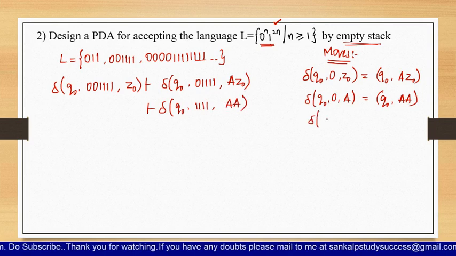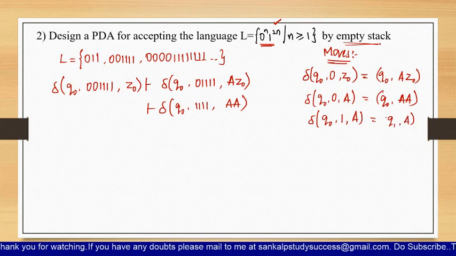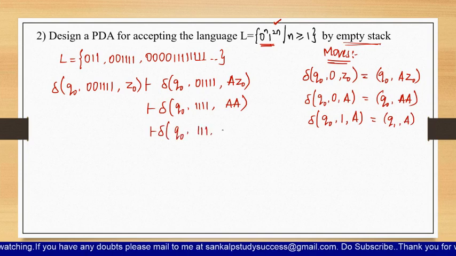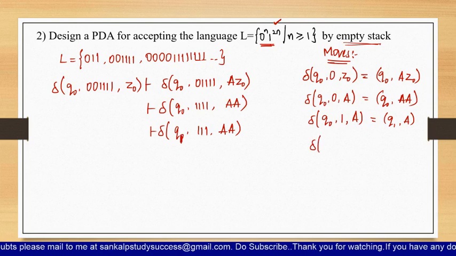Here our transition function of Q0 comma 1 comma A. Here you are going to change the state, but there is no change in the stack. So it becomes Q1 comma A. So that means here it is transition function of Q0 comma 3 ones and there is no change in the stack. So AA will be as it is. Now this is not Q0, right? This is Q1 because there is a change in the state. So now the move is Q1 comma 1 comma A.